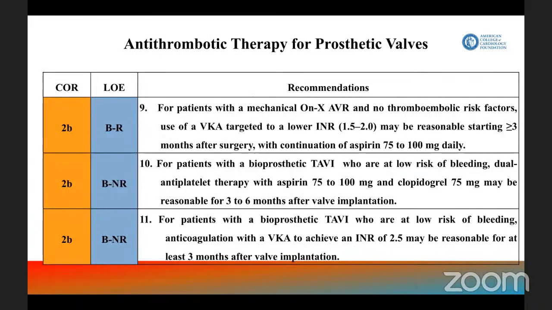And for patients with the mechanical Onyx AVR with no thromboembolic risk factors, the use of vitamin K antagonists targeting a lower INR of 1.5 to 2 may be reasonable starting at 3 or more months after surgery, with continuation of low dose aspirin daily. It's a class 2B. And for patients with bioprosthetic TAVI who are at low risk for bleeding, dual antiplatelet therapy may be reasonable for 3 to 6 months after valve implantation.